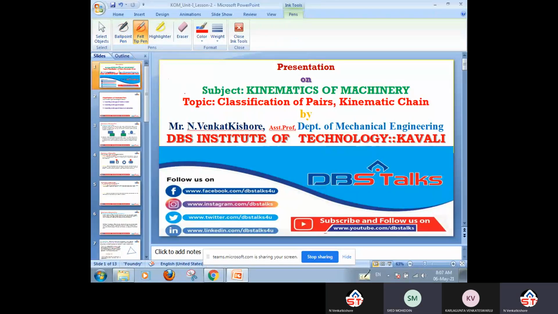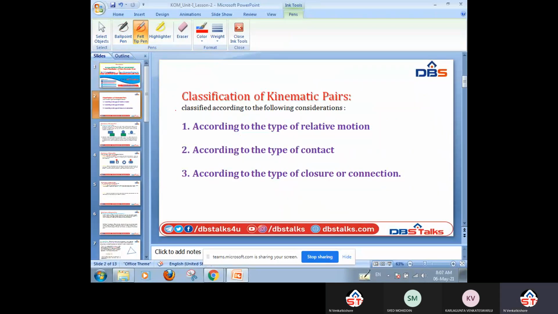Good morning, students. Today we are starting the new topic, classification of pairs, and at the same time the classification of links. That we have discussed in the last class. Today we are starting the content called classification of pairs. Previously, what we have discussed is kinematic pair or kinematic pairs.